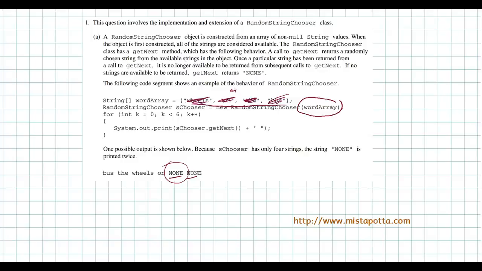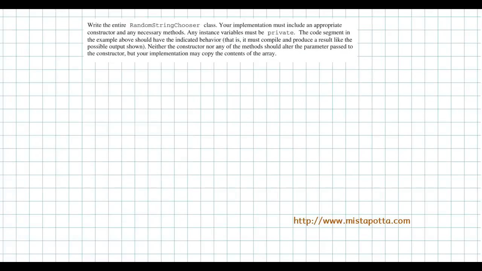So this really looks like we need some type of an array list rather than just an array to make this work, and we're going to see it. That's probably one of the key tools we're going to be using. So our objective first is to write this class. So we're going to have to write a class called random string chooser. So we're going to have public class random string chooser.